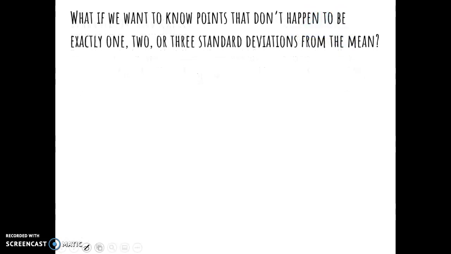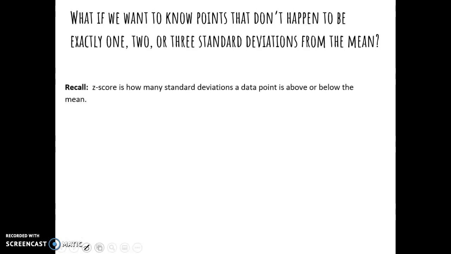So what if we want to know about points that are not exactly 1, 2, and 3 standard deviations from the mean? You will recall z-scores. We learned those in previous videos. The definition of a z-score is how many standard deviations a data point is above or below the mean. So if a value is 1 standard deviation above the mean, it has a z-score of 1. If it's 2 standard deviations above the mean, it has a z-score of 2. If it's 3 standard deviations below the mean, it's a z-score of -3.